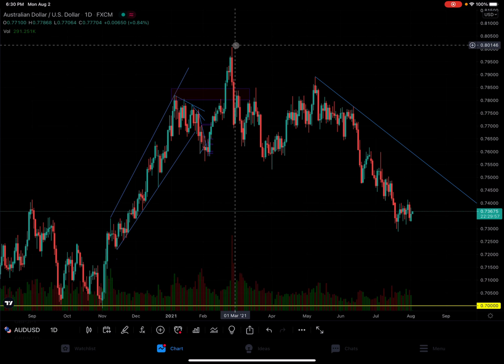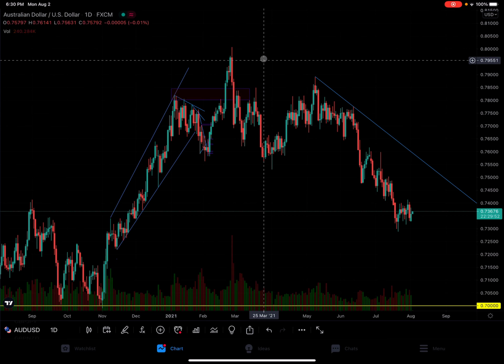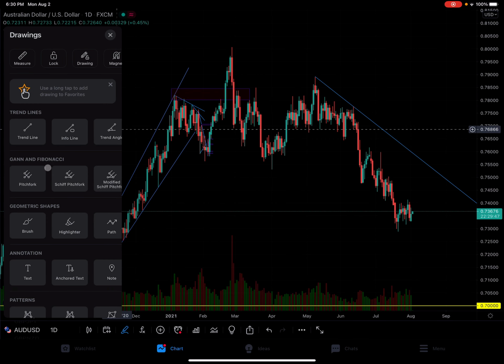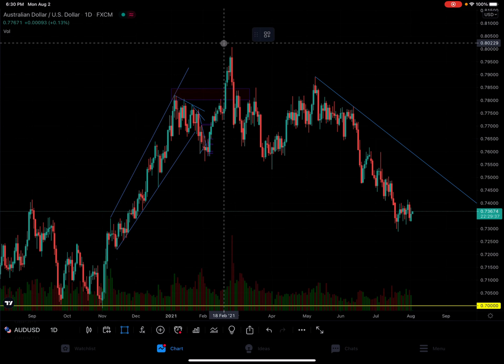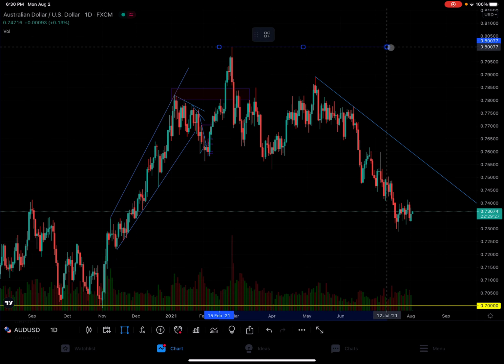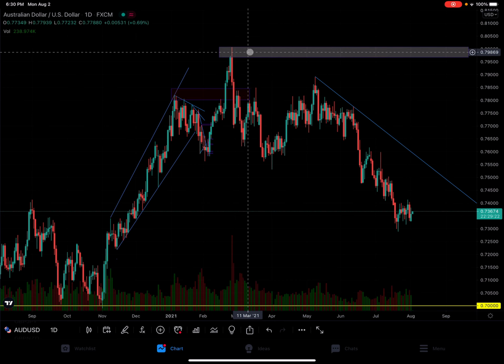So for instance, up top here, this right here would be a resistance, right? So typically when you draw your resistance zones, go into your geometric shapes, go into your rectangle, and you want to start it from the wick to the body of the candle, right? So you will start it right here, take it down, take it over, and that'll be your resistance.